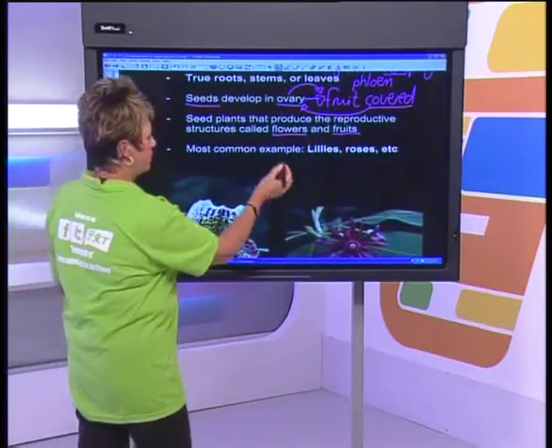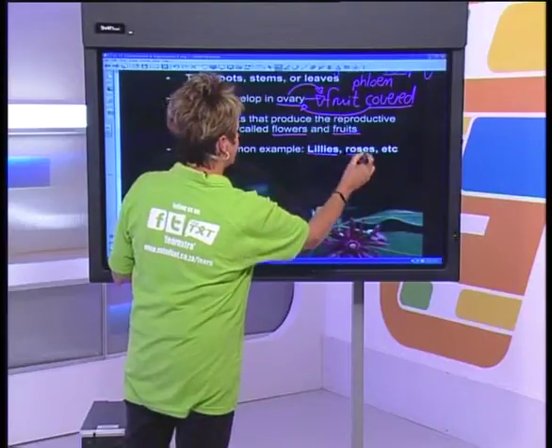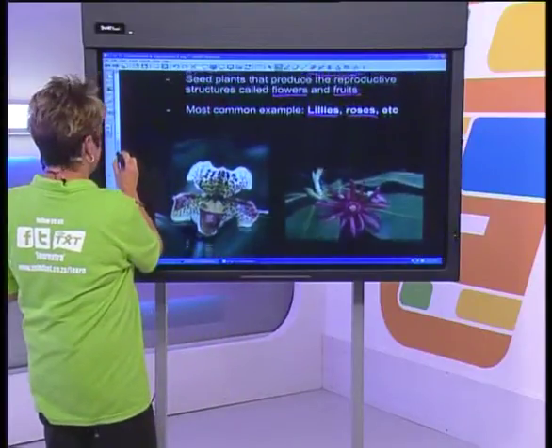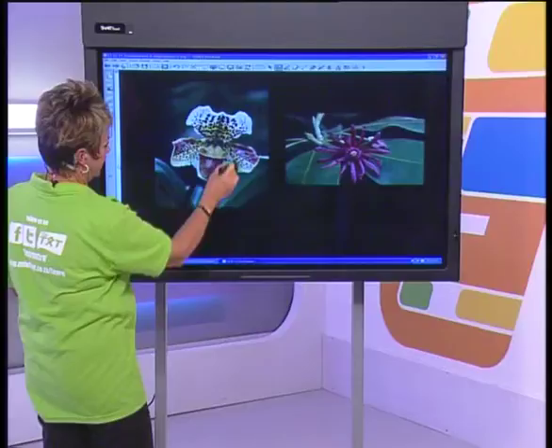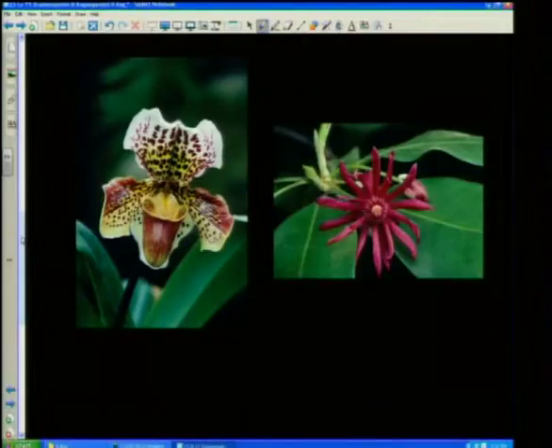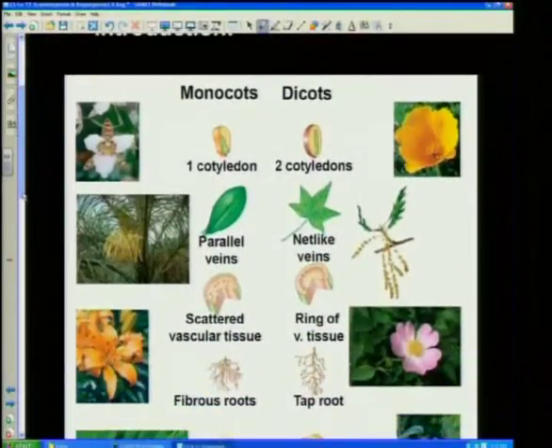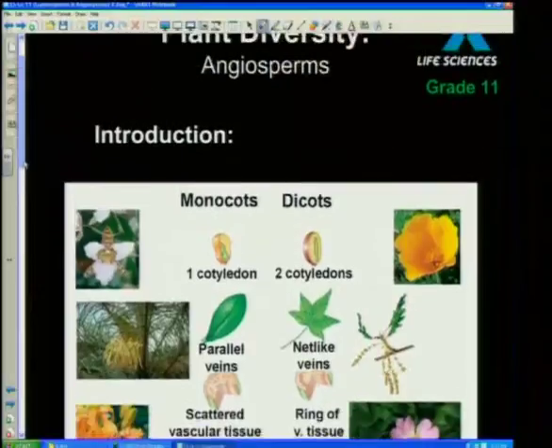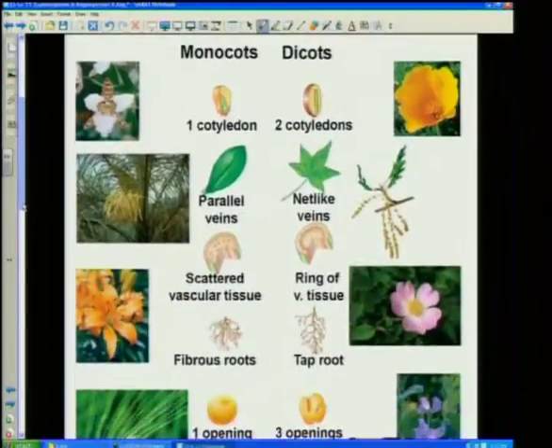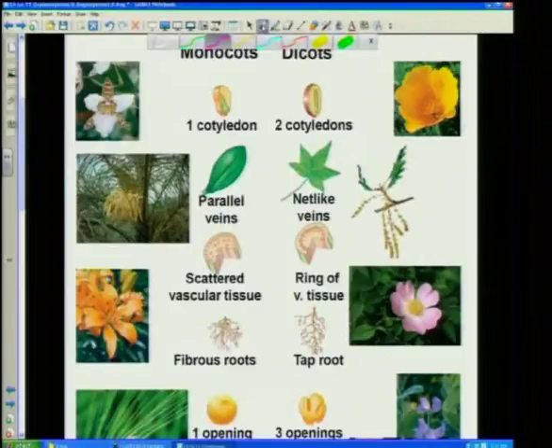Most common examples are lilies, roses. There's a few examples there of two beautiful flowers. There's an orchid, a lovely, lovely flower. Okay, let's move on to the next slide. Now, you should recognize this from grade 10. This is a comparison between the two groups of angiosperms, the monocot plants and the dicot plants.